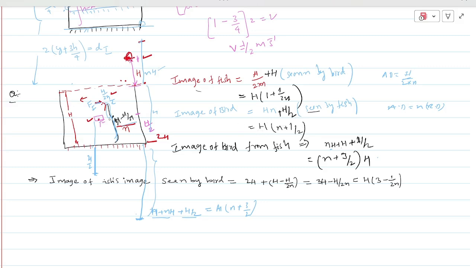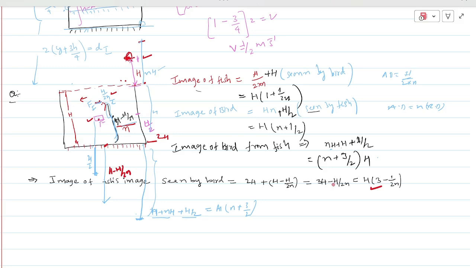Now consider the image of the fish in the mirror. The fish image is at h by 2. The image of the fish alone is at h by 2. But the image of the fish at apparent depth, as it appears in the mirror, is h by 2 minus h by n. So this distance is h by 2, and here it is h minus h by 2n directly. This is the distance of the image of the fish from the mirror, and now this is observed by the observer. That means h plus 2h, so 2h plus h minus h by 2n. So now we get h times (3 minus 1 by 2n).